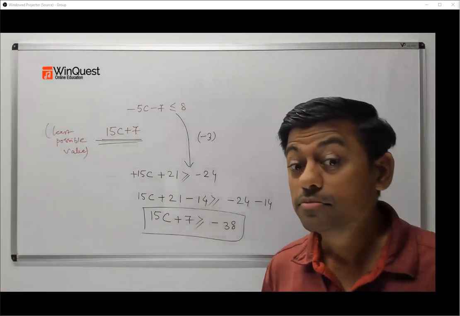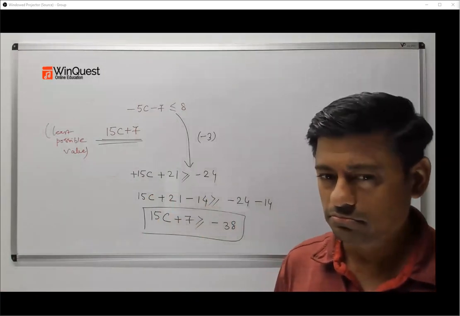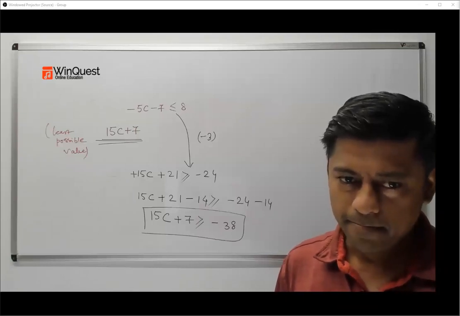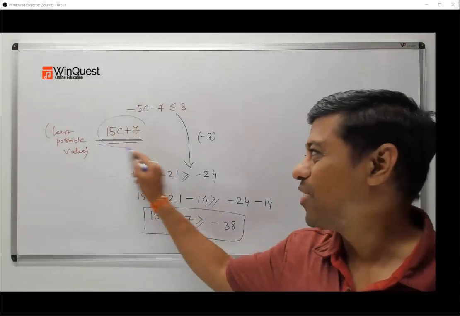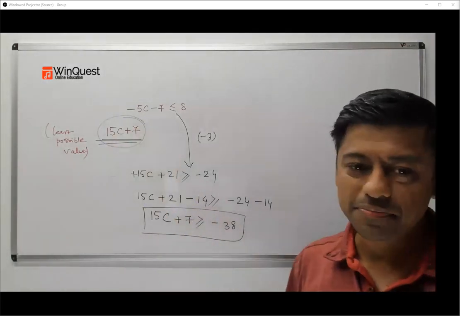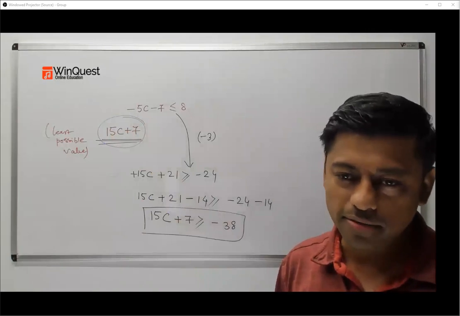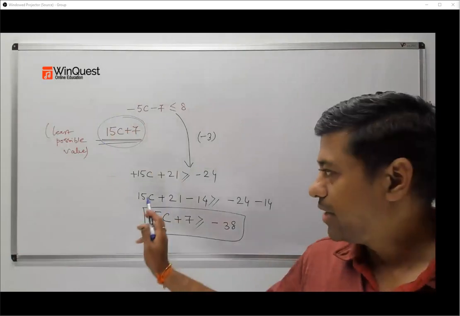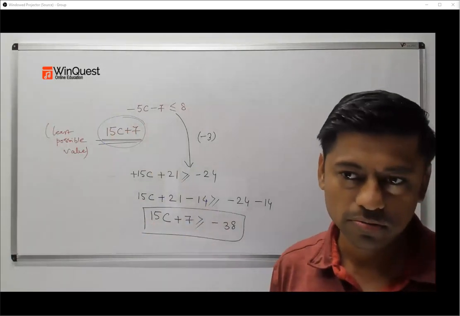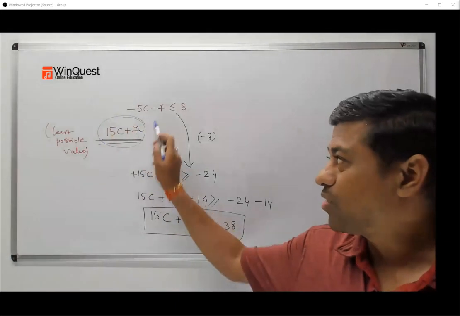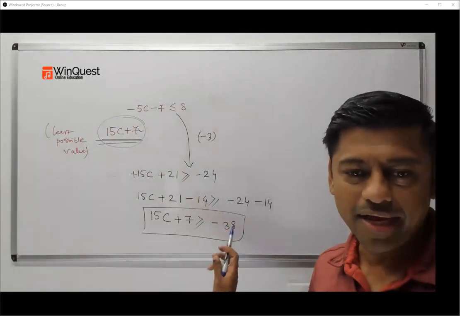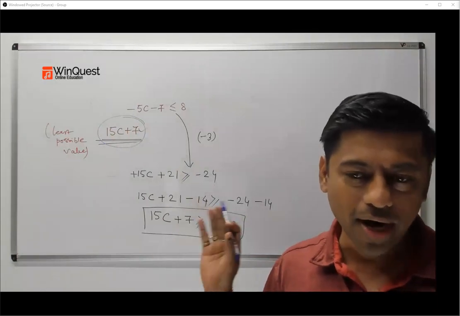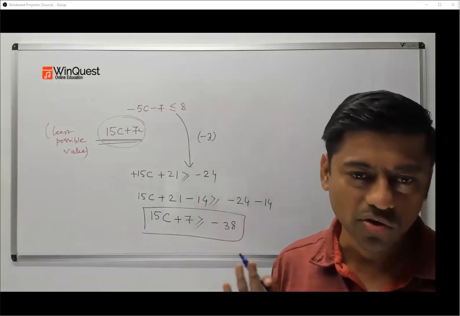Oh, don't you have to subtract 7? No, it's 15c plus 7. This is the value I wanted. So I subtracted 14 from both sides already. 21 minus 14 is what? 7. This is the expression I wanted. Right. -38, I got. Okay. What I didn't do was flip the sign. That's all I did wrong, right?